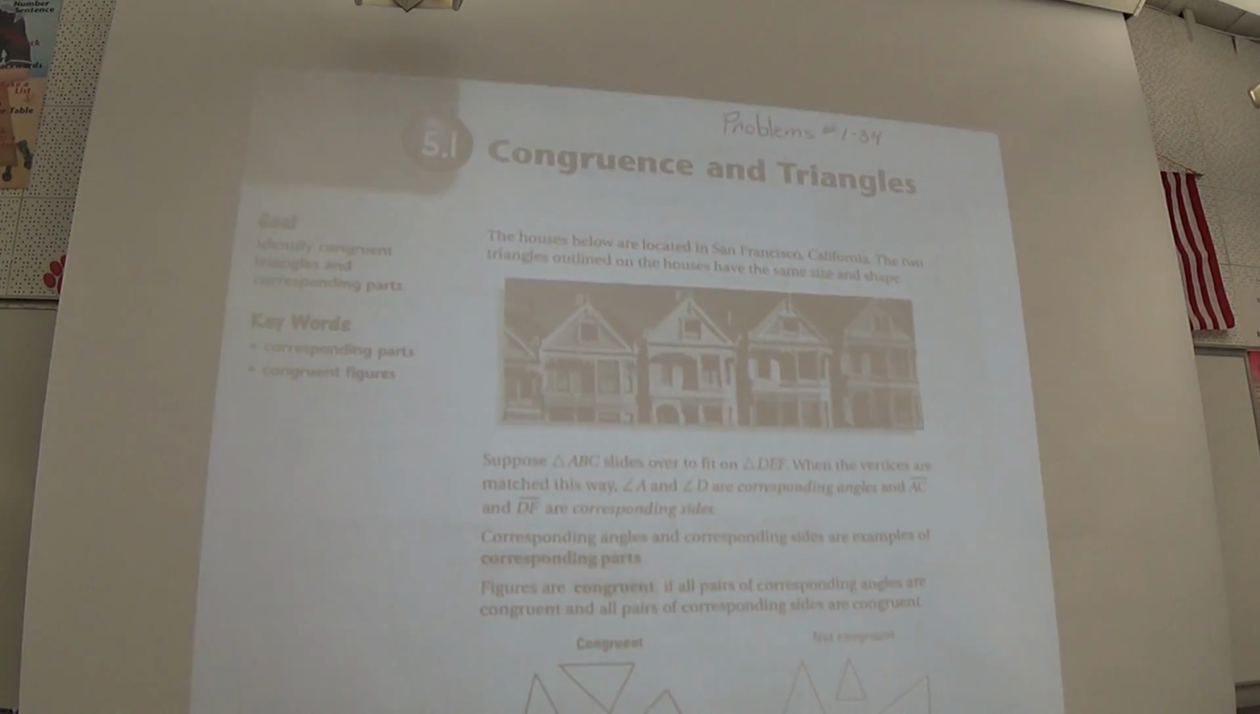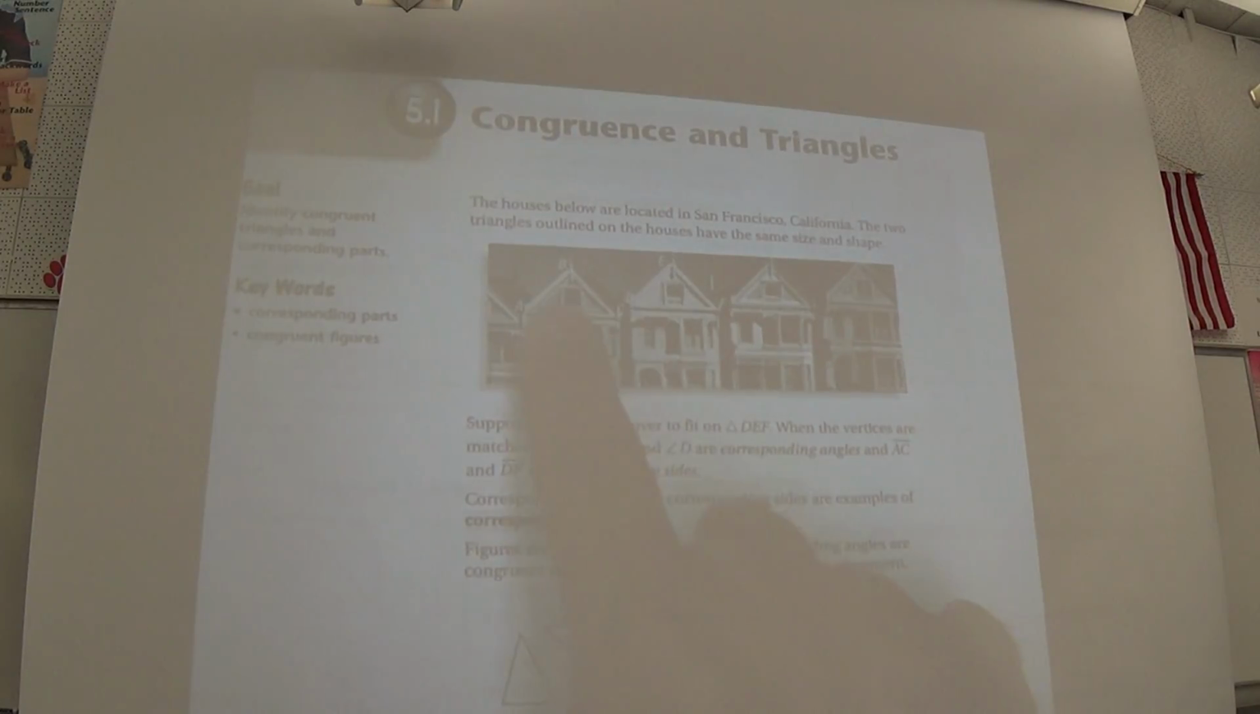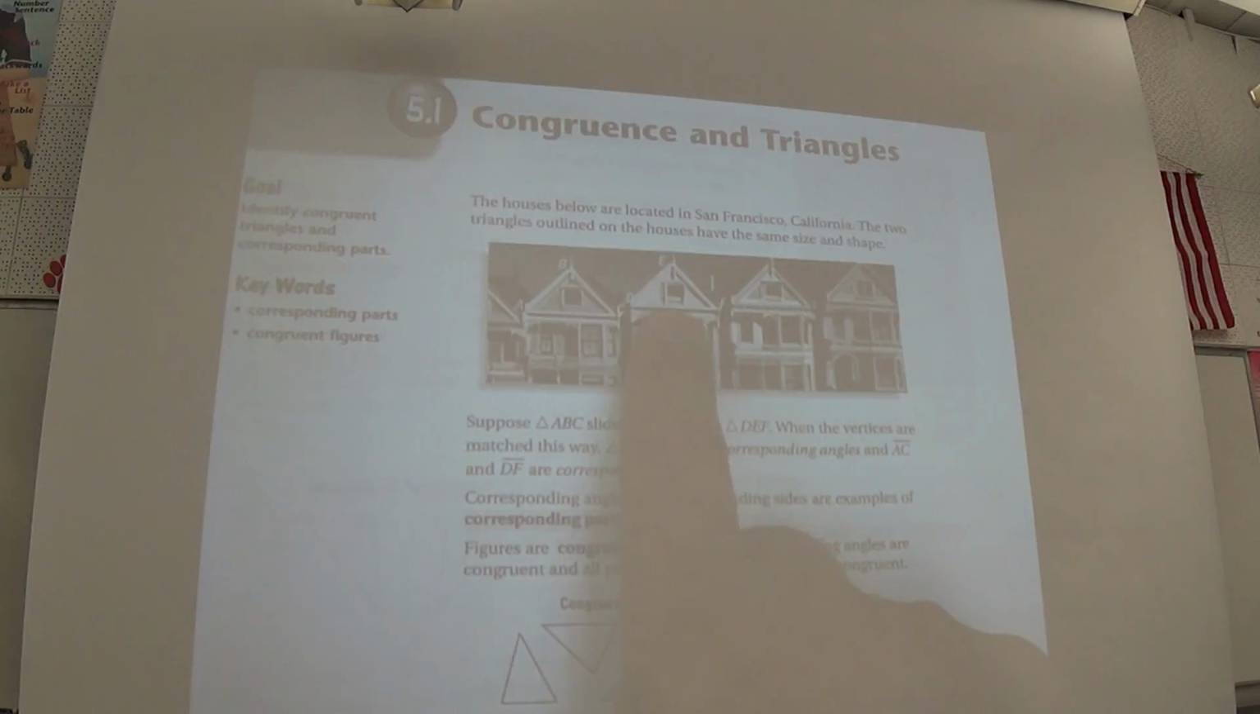So this starts off with talking about houses located in San Francisco, California. The two triangles outlined on the houses have the same size and shape. So you're looking at these two houses right here have the same size and shape.